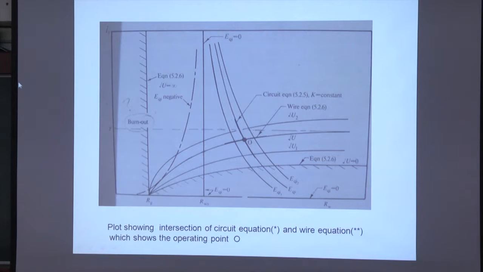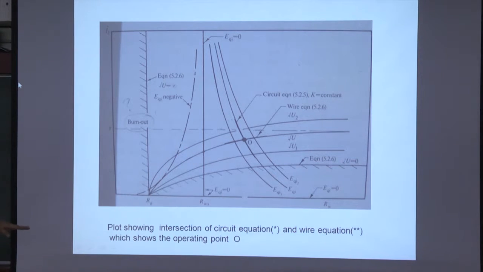Now, okay, this is, I would say, the master plot of what Perry's book has; I've taken this also from Perry's book. This is showing the intersection of what is known as the circuit equation, which has come from the electronics, and of course the wire equation. Now the circuit equation, you can write by Kirchhoff's voltage and current laws and so on. You can write it for the voltage, right?